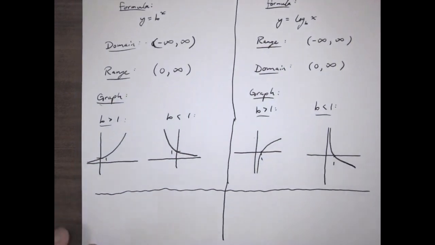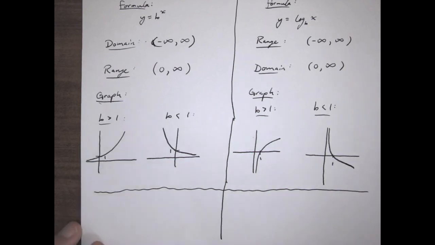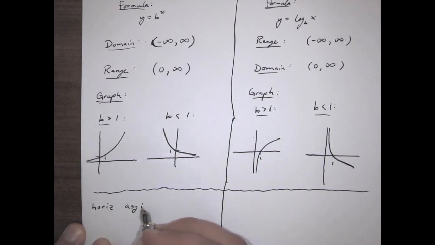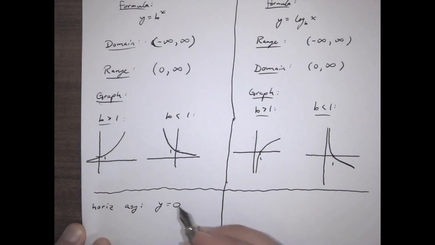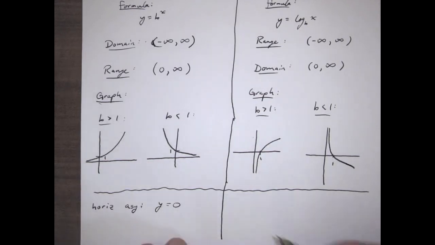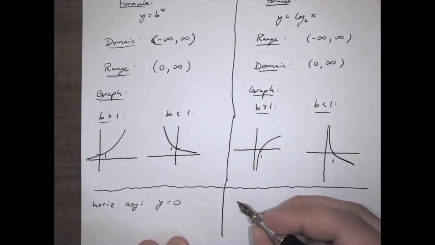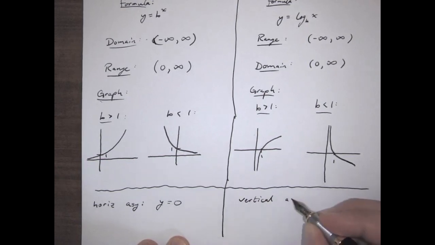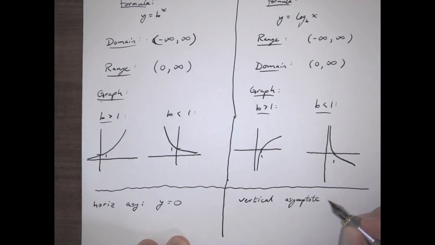And then one more fact that is of note about exponential functions is that they always have a horizontal asymptote at y equals 0. Conversely, the logarithmic functions have a vertical asymptote, and that's at x equals 0.